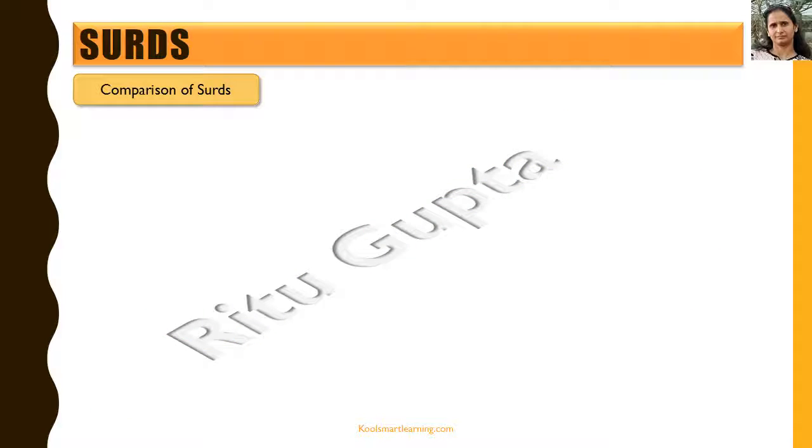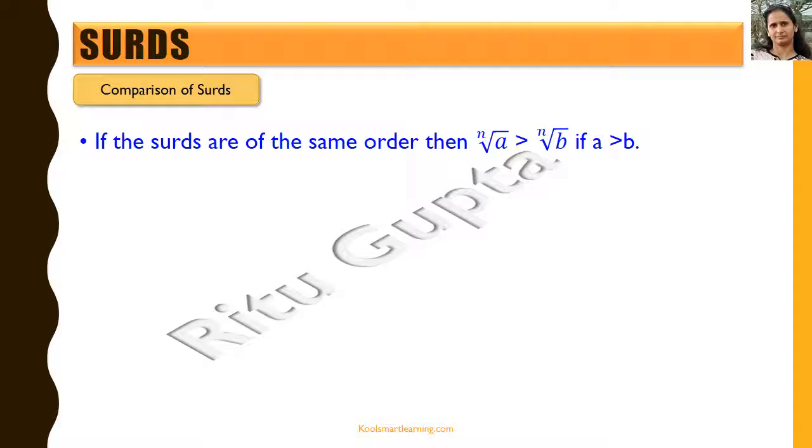Let's see how we do a comparison of the surds. If the surds to be compared are of the same order, say for example we have to compare nth root of A with nth root of B, we are saying the order of these two surds is the same. It is n in both the cases. So these can be simply compared by comparing their radicand, which is A and B. If A is greater than B, then nth root of A will also be greater than nth root of B.